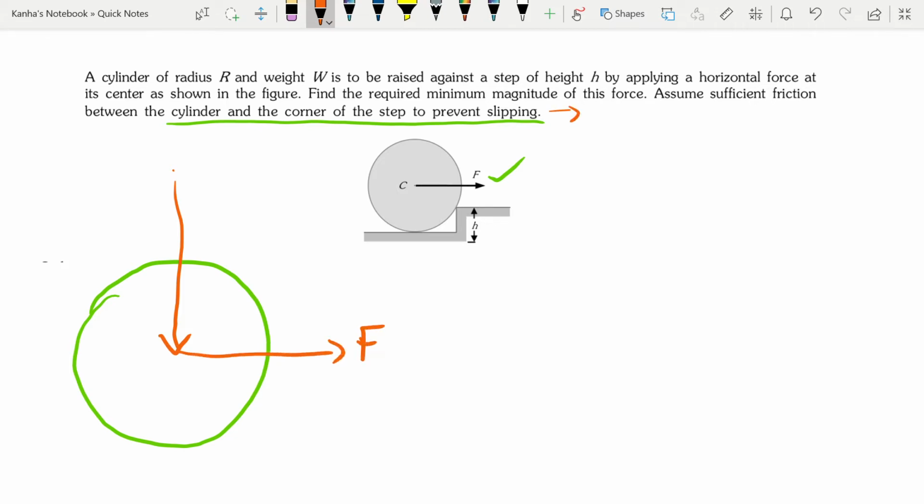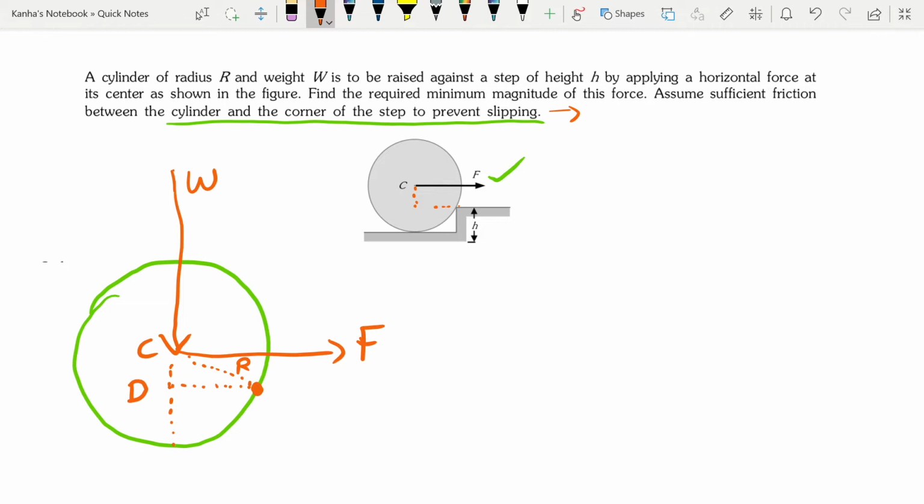So you have a force here, you have a weight acting downwards, and this is my center C. Now as you can see, it is hitting at some other height, so I'll call the point where it is hitting D. Now this is the height. Let me draw the radius also. This is the radius R.